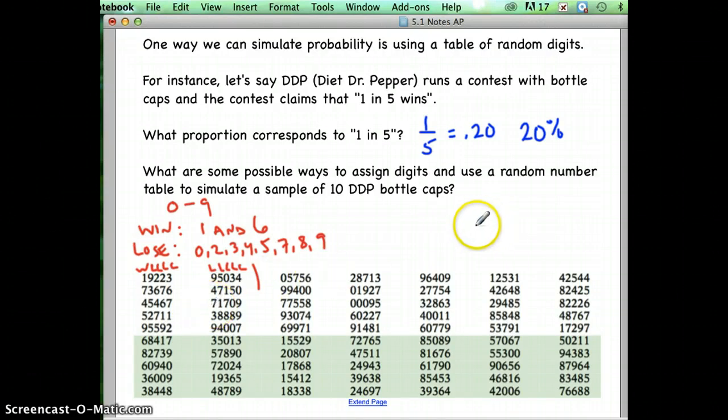So the idea behind a simulation is you can pick your own numbers. I would include zero, maybe more than you're used to. So if I'm going to do it out of 10, I would have 0 through 9 rather than 1 through 10. Because again, I would want to keep consistent whether I'm going by one digit each time or by two digits.